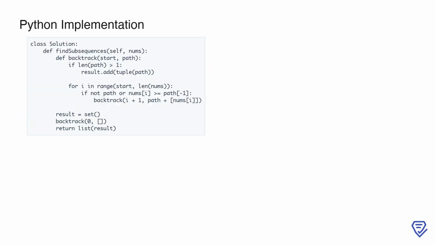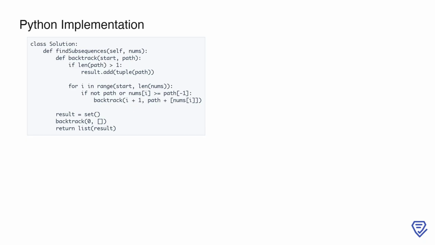The given problem of finding all unique non-decreasing subsequences with at least 2 elements is solved using a backtracking approach. Here's how the code works. We define a findSubsequences method that takes the input array nums. Inside this method, we declare the backtrack function, which is the core of our solution. The backtrack function takes 2 parameters, start, indicating the index to begin exploring, and path, representing the current subsequence being built.